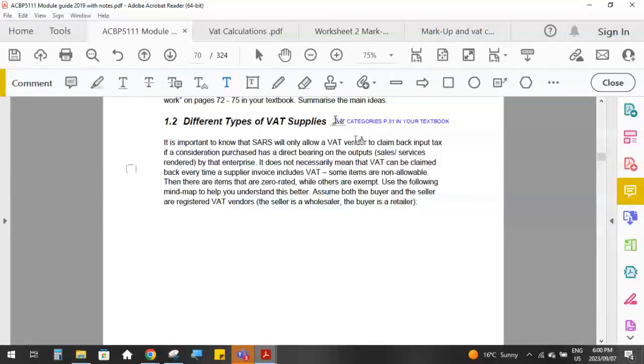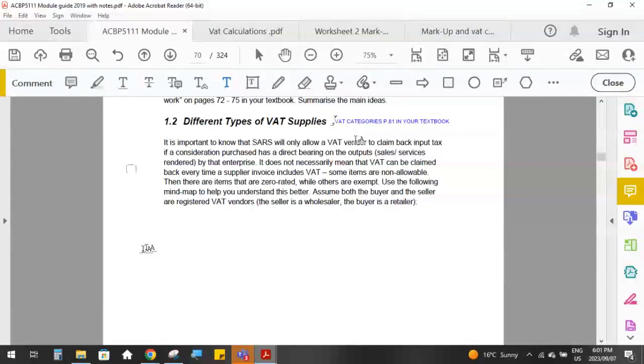Oh dear, what have I got there? That's not right, is it? VAT categories. There are 4 different VAT categories. You need to understand what belongs in each of the 4 categories, and a lot of that will be memorization.